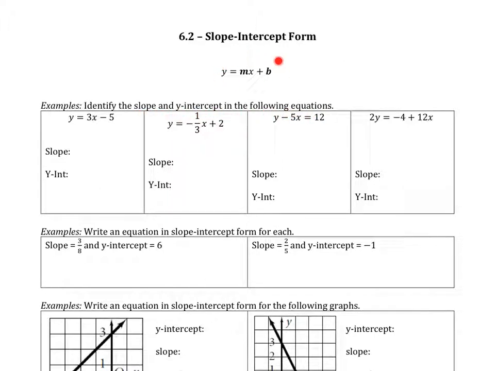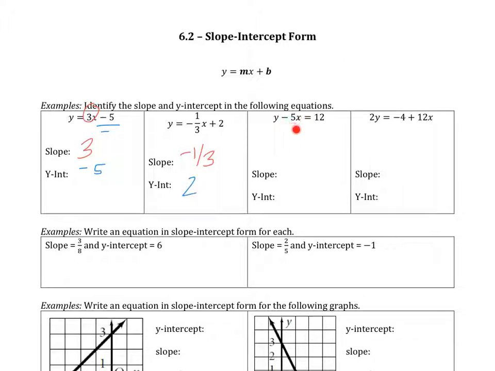In the first example, identify the slope and the y-intercept. In order to write it in slope-intercept form and identify the slope and the y-intercept, you need to solve for y. In this first example, y is already by itself. So the slope is the coefficient of x, which is 3, and the y-intercept is a constant, which is -5. In the second one, y is solved by itself. So I have -1/3 is the slope, and the y-intercept is +2.